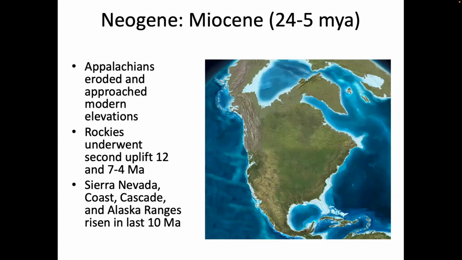We've talked about that. The Rockies, though, undergo a second uplift. There's continued mountain building in the Rockies between about 12 million years, and again from 7 to 4 million years. The Sierra Nevadas, the Coast Range, which is that range of mountains right on the edge of California and Oregon, the Cascade Mountains of Washington and Oregon, and the Alaska ranges, have all risen within the last 10 million years. So those are really on the rise very recently.